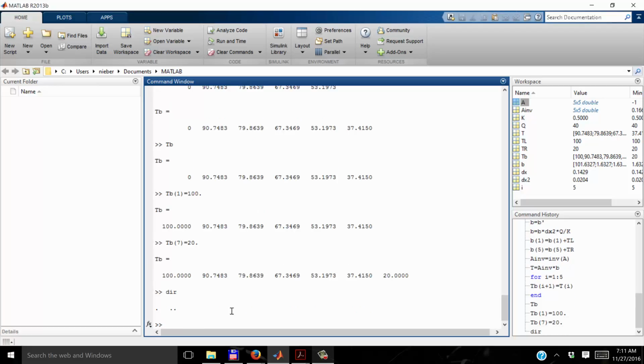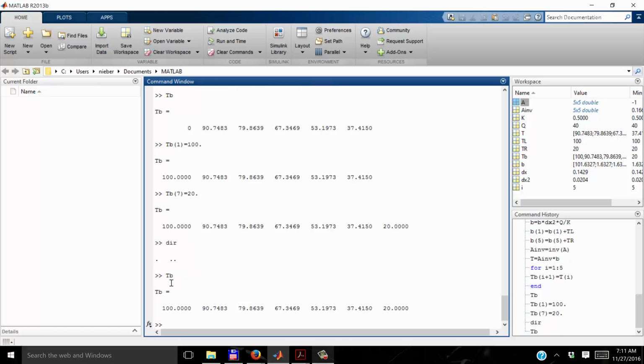Okay, so now we have the complete vector TB, which is the temperatures at all the grid cells. The ones we calculated with the matrix go TB of 2 through TB of 6, and then the boundary points are TB of 1 and TB of 7.